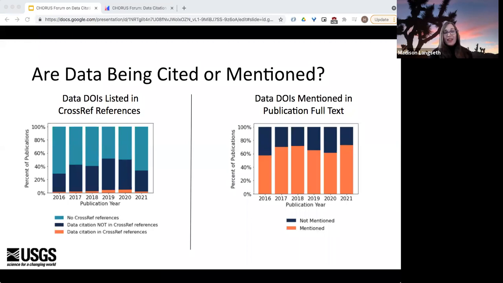So while we know that our XDD citation tracking is likely missing data citations, due to the fact that a number of publishers relevant in our domain do not have their articles indexed in XDD, it captures more information than we would have otherwise.